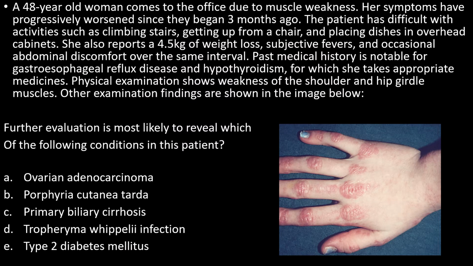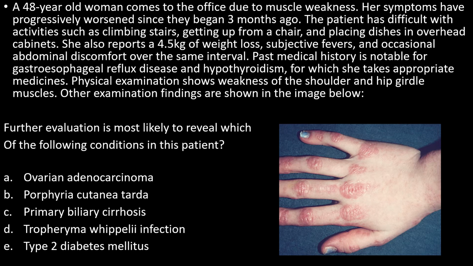In this case, a 48-year-old woman comes to the office due to muscle weakness. Her symptoms have progressively worsened since they began 3 months ago. The patient has difficulty with activities such as climbing stairs, getting up from a chair, and placing dishes in overhead cabinets. She also reports a 4.5 kg weight loss, subjective fevers, and occasional abdominal discomfort over the same interval. Past medical history is notable for gastroesophageal reflux disease and hypothyroidism, for which she takes appropriate medicines.